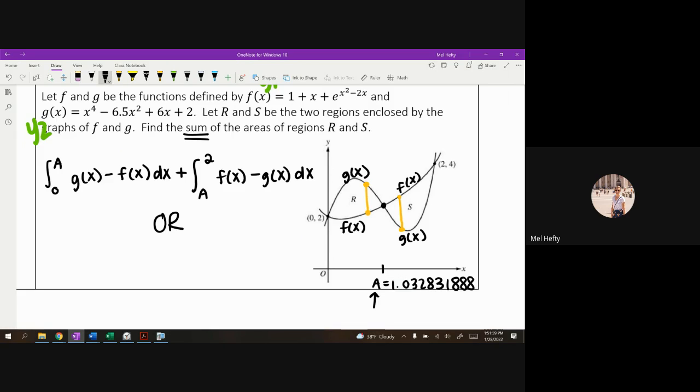So other option, if you have a calculator, I could disregard that intersection point totally and say, I'm going to go all the way from 0 to 2, and I'm going to make sure you're positive. And in this case, it doesn't matter which direction you subtract. So I'm just going to do f of X minus g of X, but g of X minus f of X would work just as well.